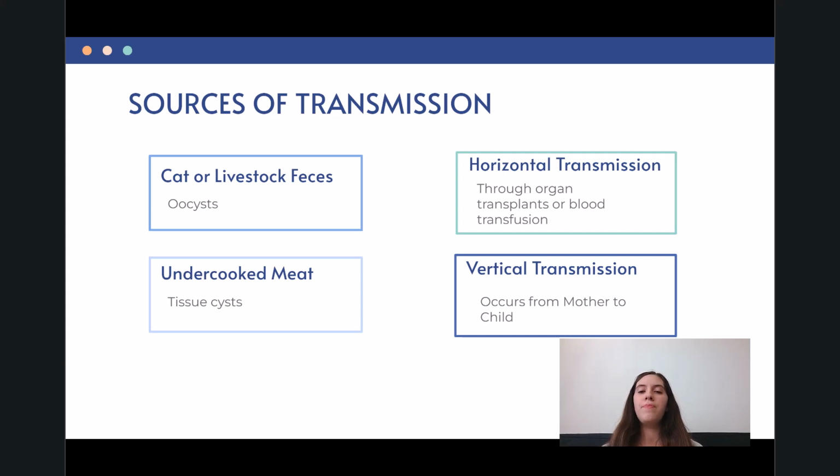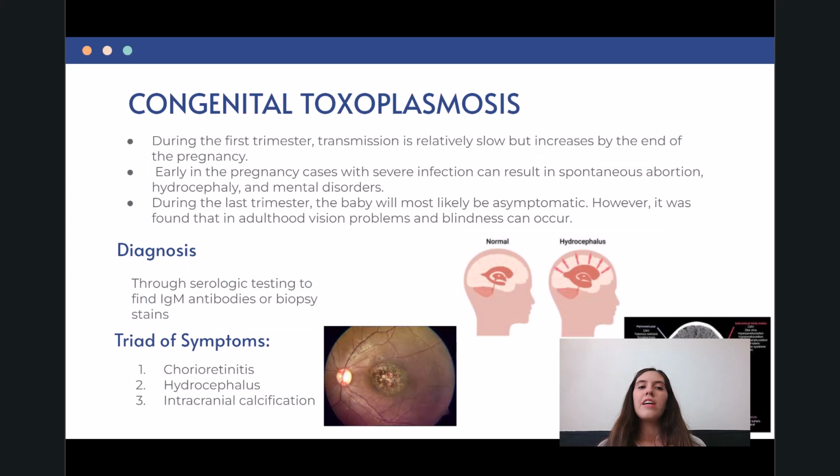Vertical transmission occurs from mother to child, and this can result in a specific type of toxoplasmosis known as congenital toxoplasmosis, which is also why vertical transmission is sometimes referred to as congenital transmission. Congenital toxoplasmosis results from primary infection with Toxoplasma gondii during pregnancy, in which the transplacental passage opens during the tachyzoite stage and infects the fetus.